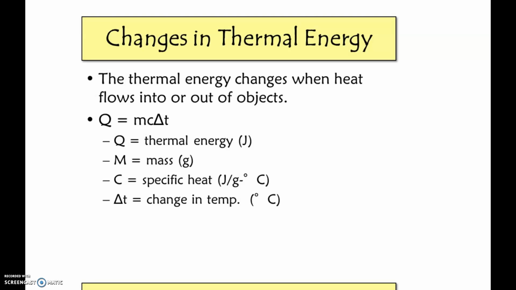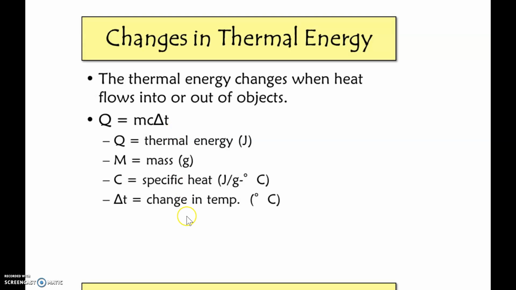Let's look at the formula that you're going to use. In the formula, Q is heat. Anytime the questions say heat or thermal energy, that's Q. You have mass times C, which is the heat capacity, times the change in temperature.